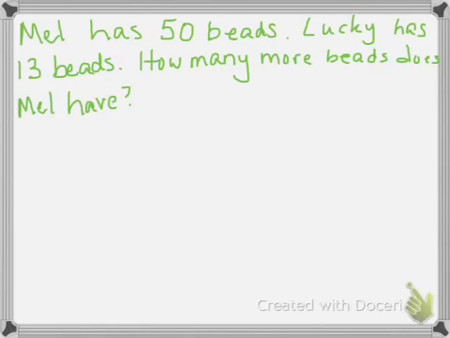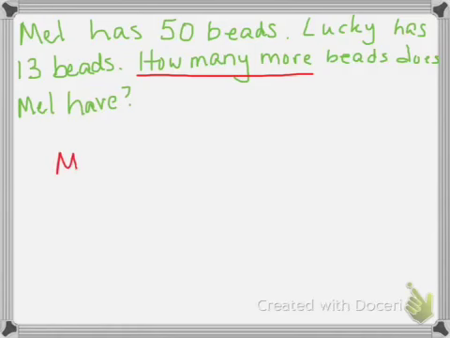The final type of bar model that we have talked about is basically a subtraction bar model. So this example problem says Mel has 50 beads. Lucky has 13 beads. How many more beads does Mel have? I know that this is a subtraction bar model because it says how many more, and that's a key word to tell me that this is subtraction.